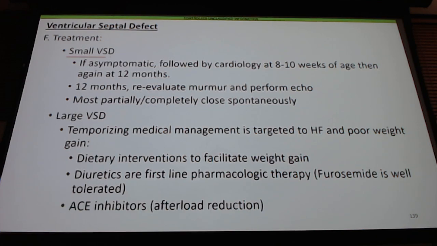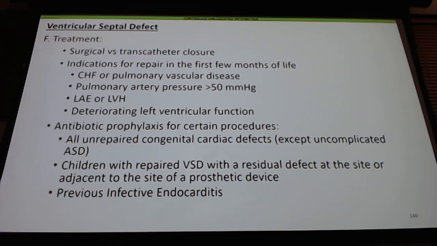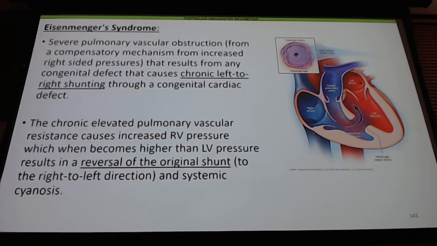And then we talked about how most small VSDs are going to heal on their own without us having to do anything. We just monitor it closely. If it's large, then we may have to do a surgery to fix it. There are some things that we can do temporarily to kind of get them to surgery to help with this, but ultimately they tend to need surgery to fix it. And then recall our antibiotic prophylaxis for infective endocarditis. And then this was just Eisenmenger's syndrome.